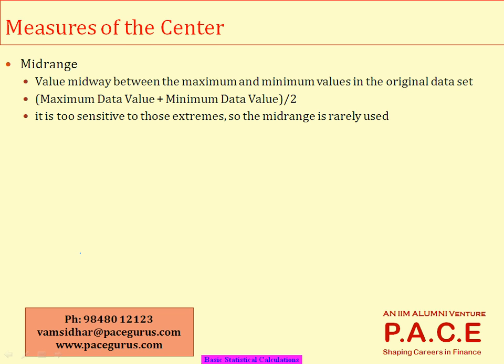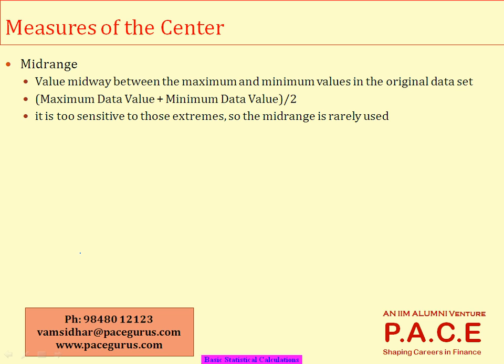And there is also something called mid-range, which is nothing but the average of the maximum value and the minimum value, and it takes only two data points. This is one of the drawbacks of using the mean or the mid range. In the mean we are using multiple data values, whereas in case of mid range only two values are being used. So it is very sensitive to the extremes, because it takes only the maximum value and the minimum value.